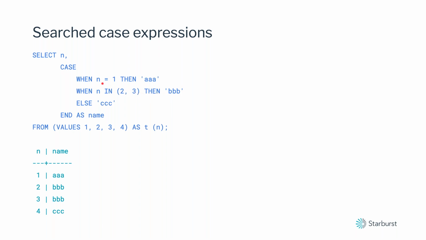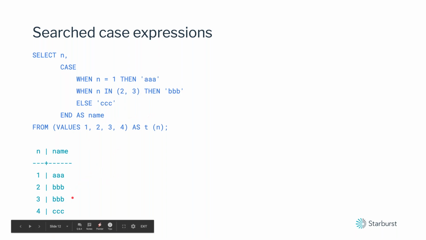It's important to note that the when expressions are evaluated in the order that they appear in the case expression. So sometimes you might have overlapping conditions where if we had a when n equals 1 down here again that returns something else, it wouldn't be evaluated because we stop when we hit the first match in the case expression.